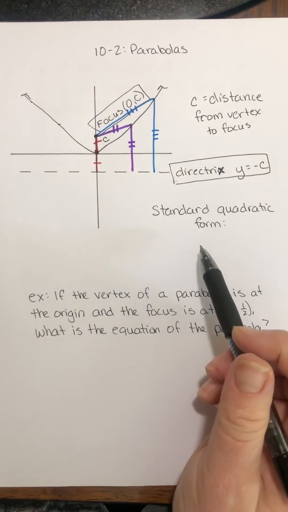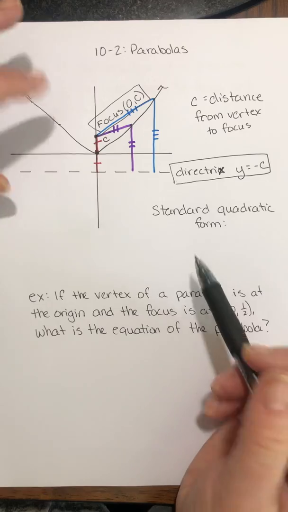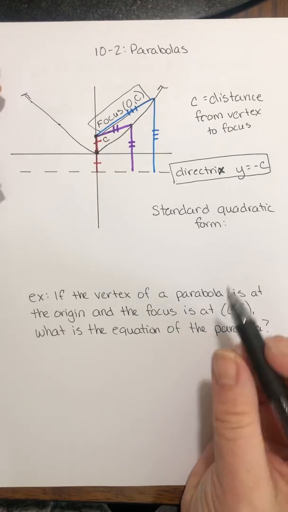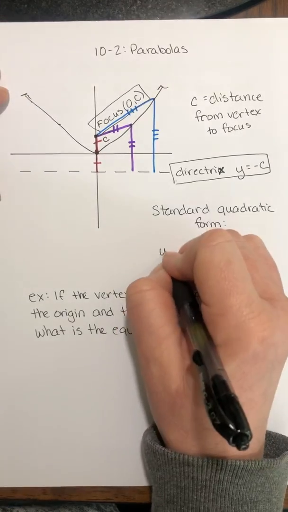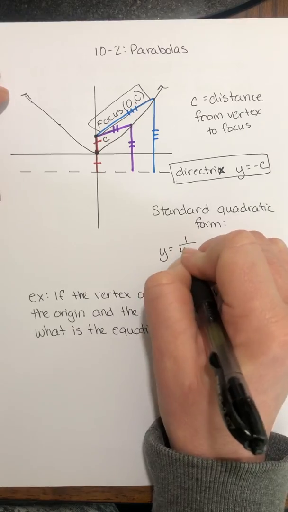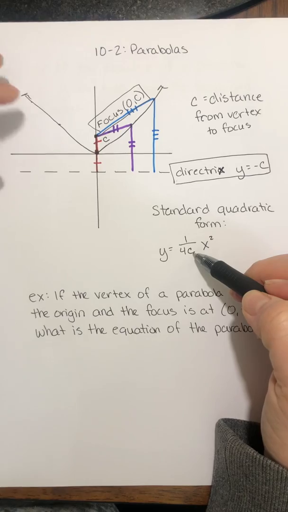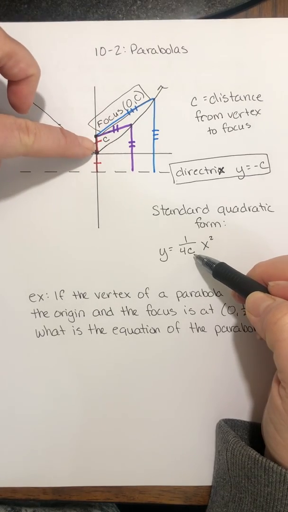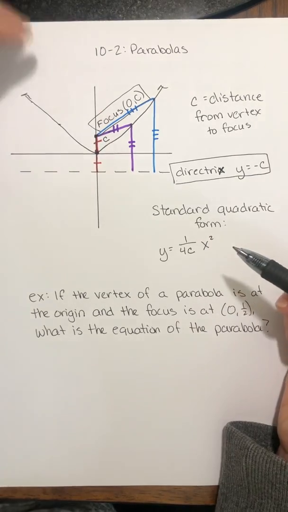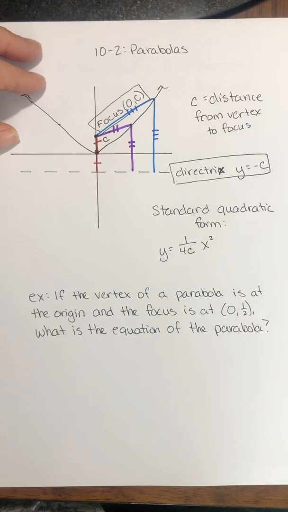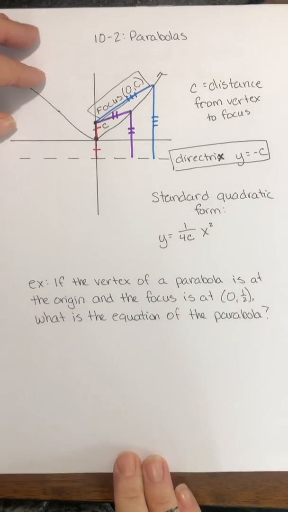And your graphs are always going to be including the focus and the directrix. So standard quadratic form in terms of a parabola as a conic section is y equals 1 over 4c times x squared, where c is that distance from the vertex to the focus. So I've got a couple examples of the kinds of questions that I'm going to ask you.